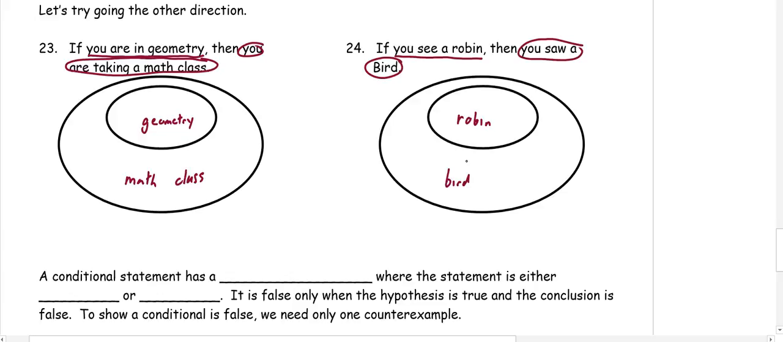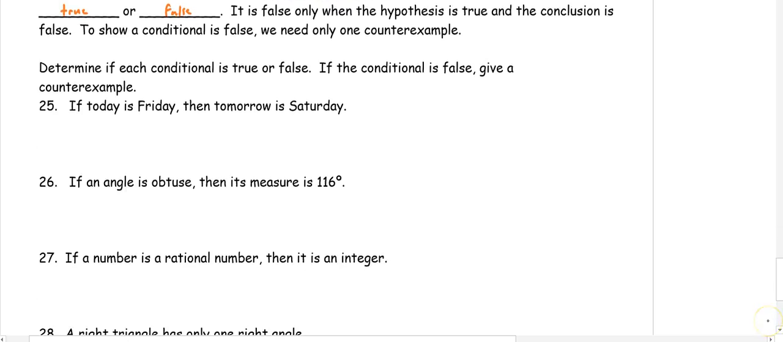So remember that a conditional statement has a truth value where the statement can either be true or false. It's false when the hypothesis is true and the conclusion is false. To show a conditional is false, we only need to prove one counterexample. So 25, if today is Friday, then tomorrow is Saturday. That's true because that follows the calendar.